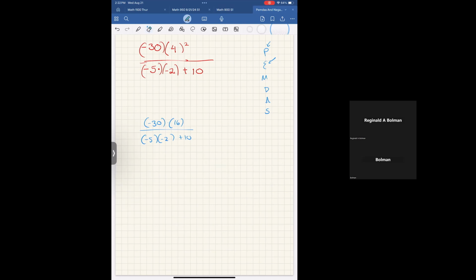At this point, we have a choice. We could do -30 times 16 if we wanted to. A negative and a positive is a negative. And then we would just have to do the multiplication of 30 and 16.